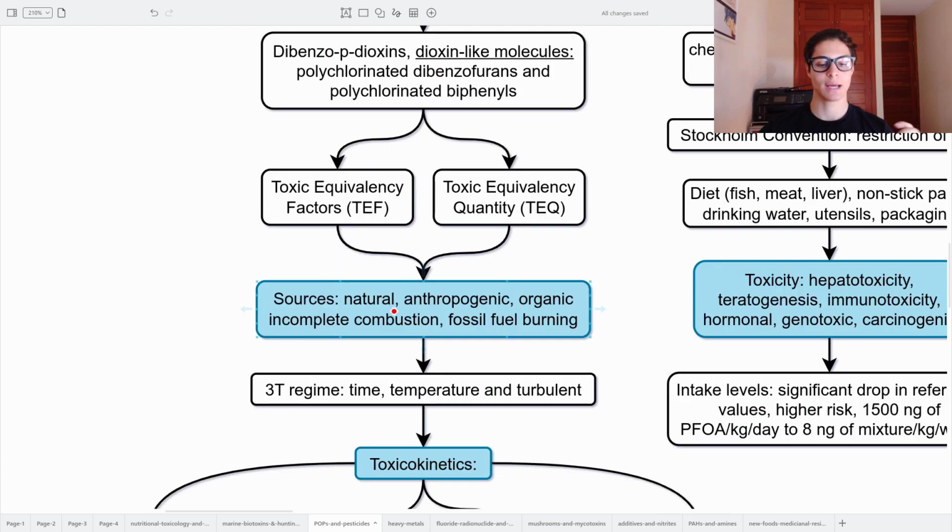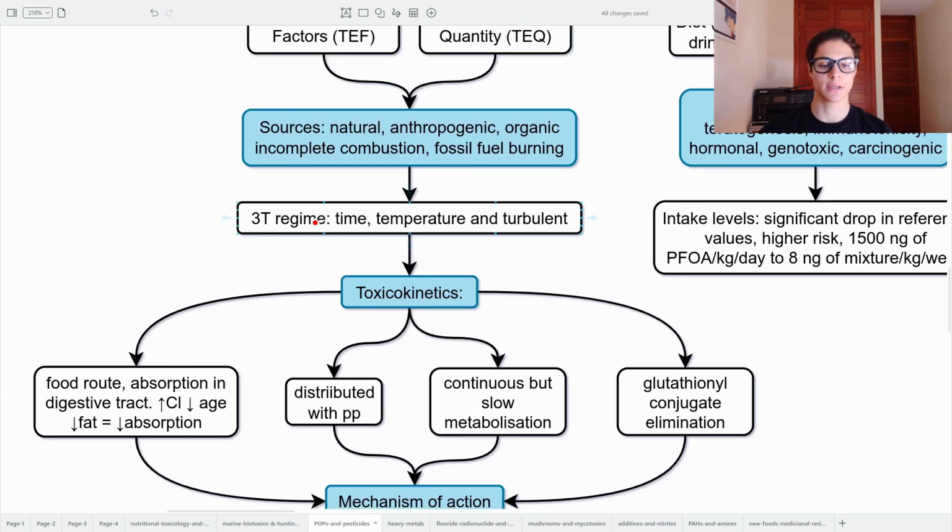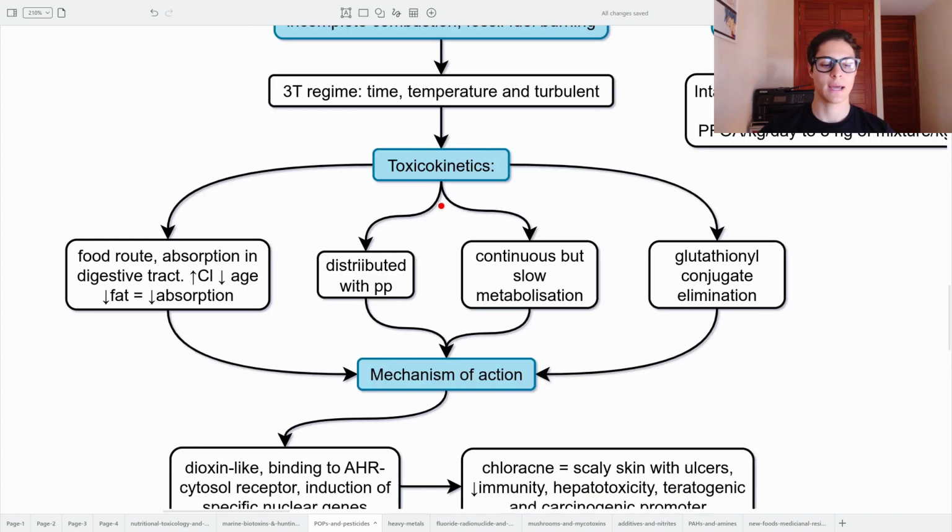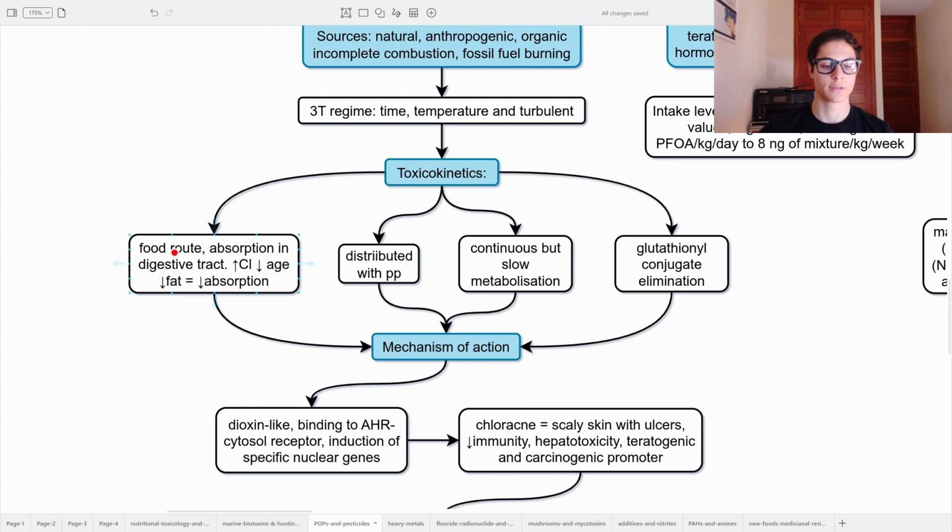The sources can be natural, anthropogenic, organic incomplete combustion, of course, and fossil fuel burning. Here we have to follow the 3T regime, which is time, temperature, and turbulence. The toxicokinetics. Well, the food route is the main one. The absorption is correlated with the chlorine, so higher chlorine, lower absorption, lower age, lower absorption, and lower fat tissue, lower absorption. The distribution is together with plasmatic proteins, and the metabolization is continuous but very slow. And the elimination is using the glutathione conjugate.